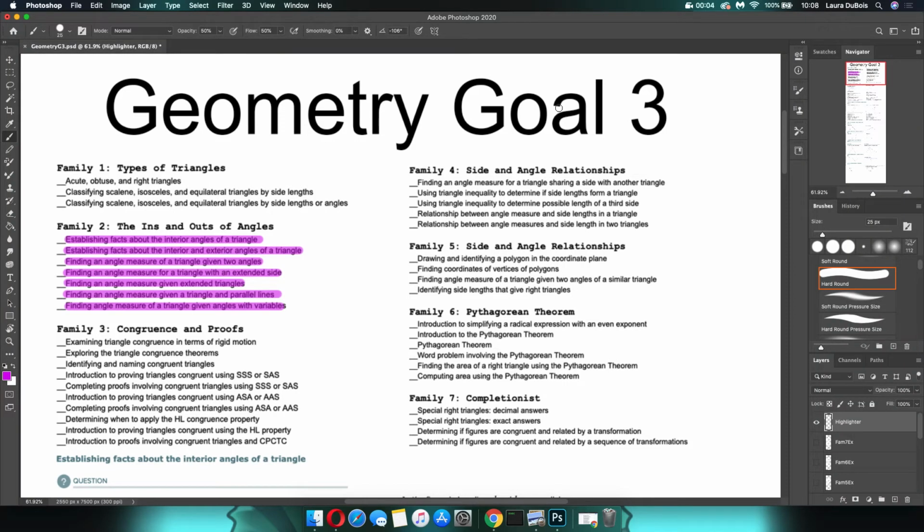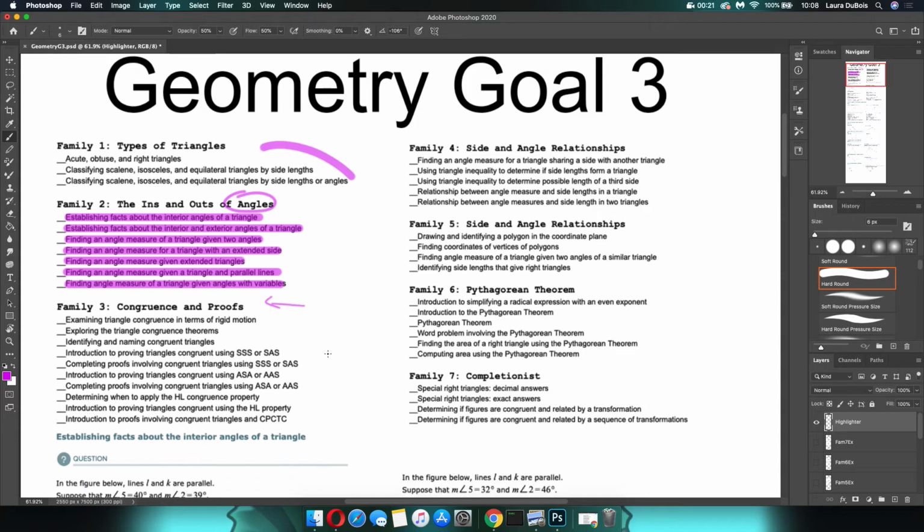This video tutorial is for students who are in Geometry Goal 3. We've just gotten ourselves started. We're now used to the different types of triangles, and now we want to get into some of the finer nuances and find out specifically what some of the angles do with triangles, which is kind of cool. And then the next video will be, of course, my favorite family, but we'll talk about that in a second.